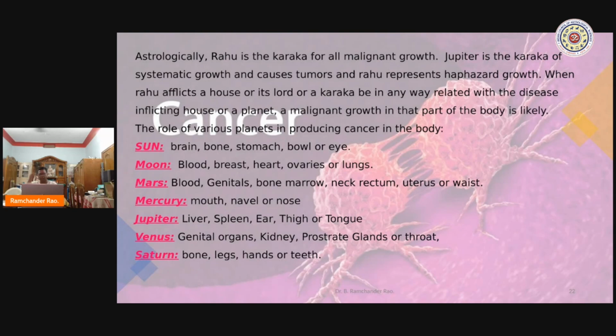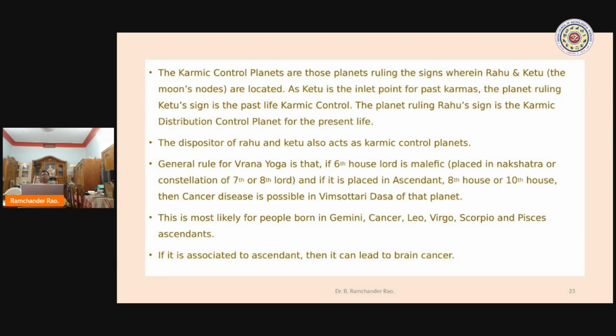What are the karmic control planets? The karmic control planets are those planets ruling the sign where Rahu and Ketu, the Moon's nodes, are located. In today's transit, where are they? If Rahu is in Mesha, Ketu is in Libra. So who will be the karmic control planets? It will be Mars and Venus, which will be the main karakas for getting cancer.